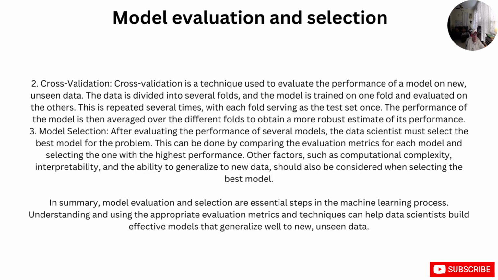Number two, cross-validation is a technique used to evaluate the performance of a model on new, unseen data. The data is divided into several folds, and the model is trained on one fold and evaluated on another. This is repeated several times, with each fold serving as the test set once. The performance of the model is then averaged over the different folds to obtain a more robust estimate of its performance.